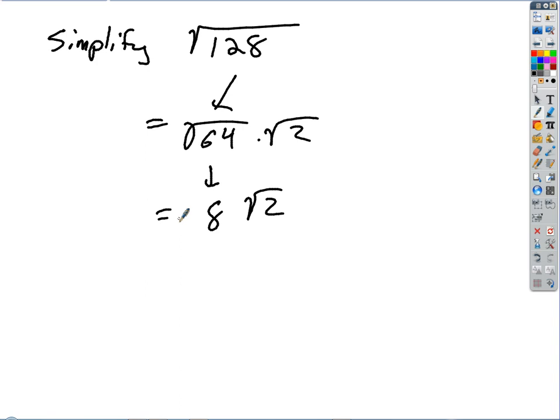Now, it doesn't always work. If I started with the square root of 111, there's no perfect square that goes into 111. And so that's it. I'm stuck. I can't simplify it. You can only simplify it if there's a perfect square that divides into that. Okay? But the ones I give you are all going to have perfect squares. And if you want to just make a list for yourself, just do that. You know, 2 squared, 3 squared, 4 squared. Just make a list on the paper and just go looking for them.